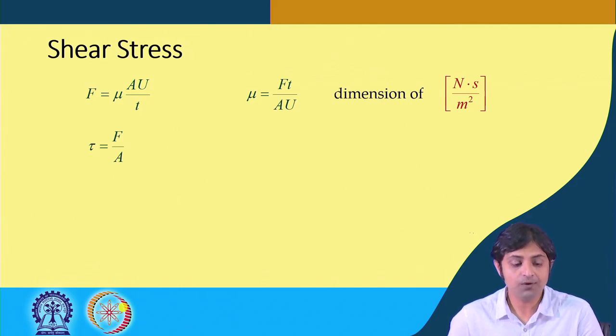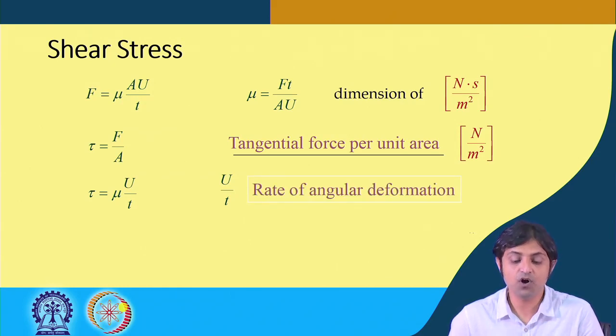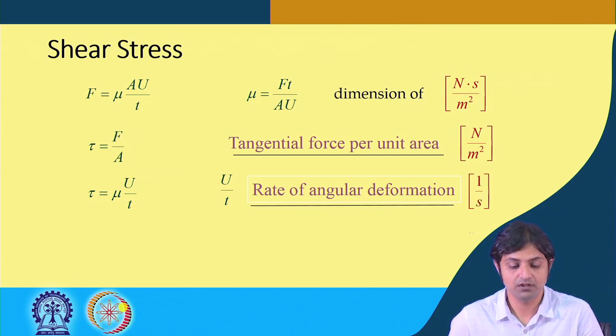Shear stress is defined as force by area, the tangential force per unit area, and its unit is Newton per meter square. Shear stress therefore can be written as mu u by T. What is u by T? U is the velocity, T is the distance between the plates, or we can also call it the rate of angular deformation. So the unit of this is 1 by seconds.